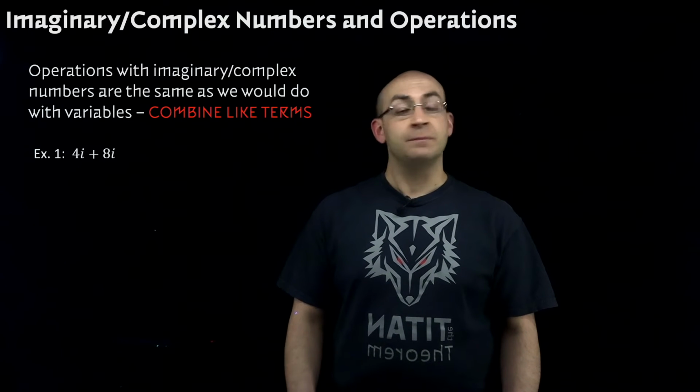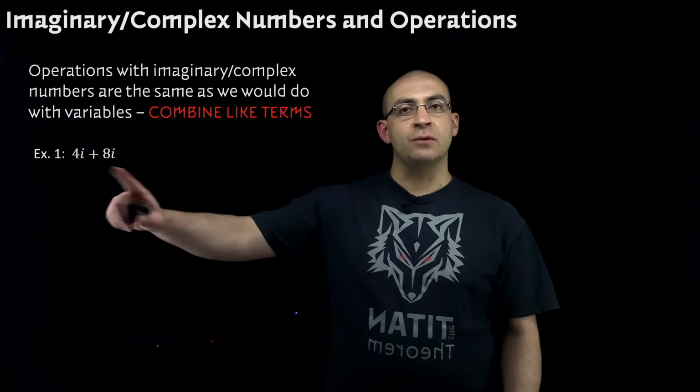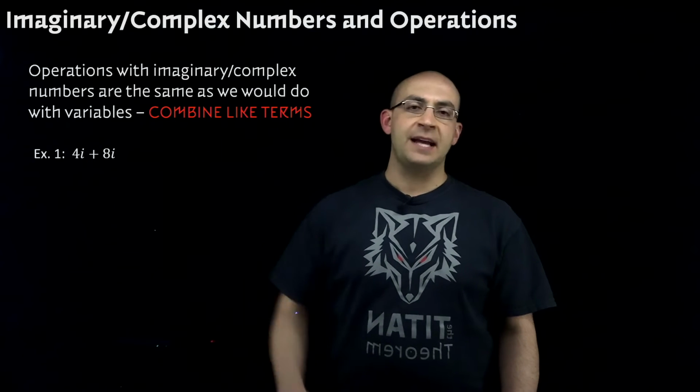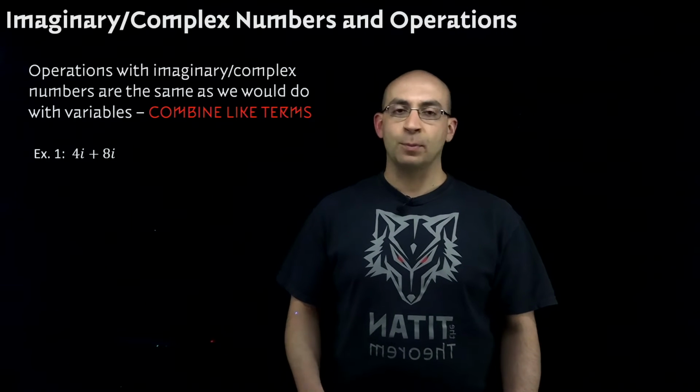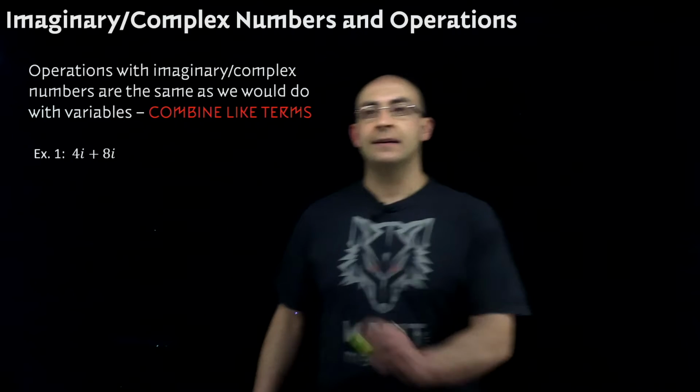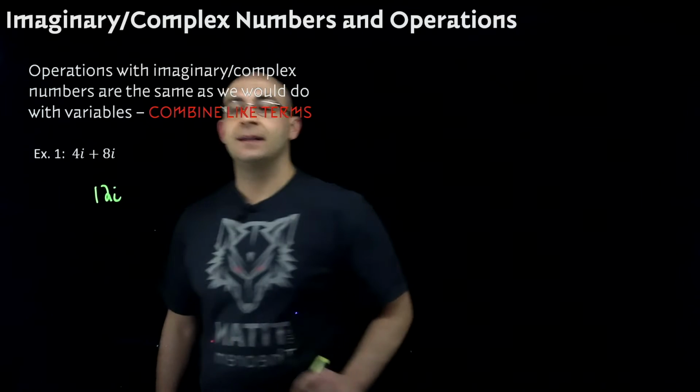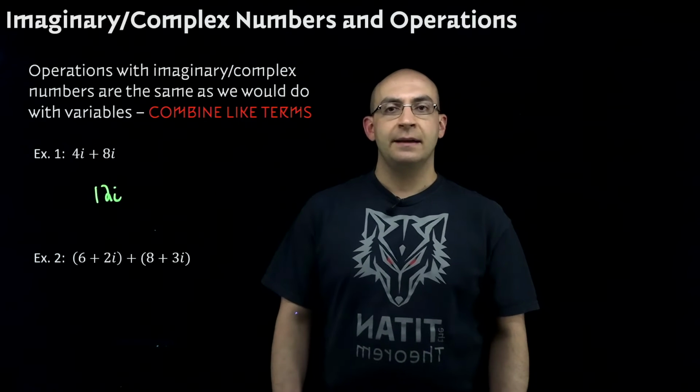Let's take example 1. Relatively simple. I've got two imaginary numbers. I've got 4i plus 8i. Well, if you take i and pretend it's x, or pretend it's a variable, I've got 12i, and that's my answer. Not bad.